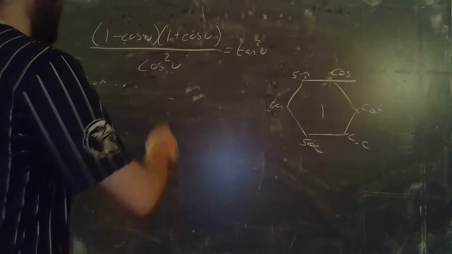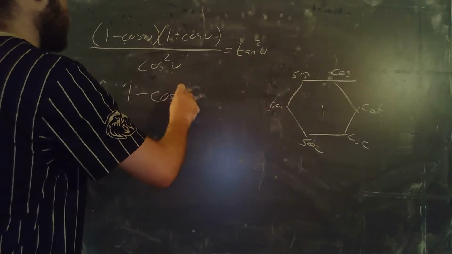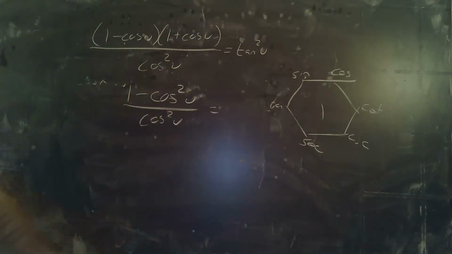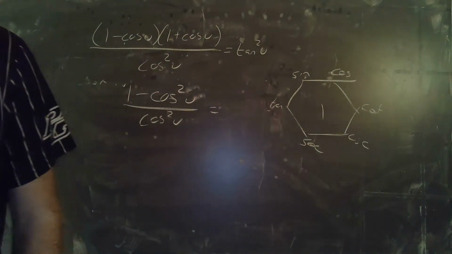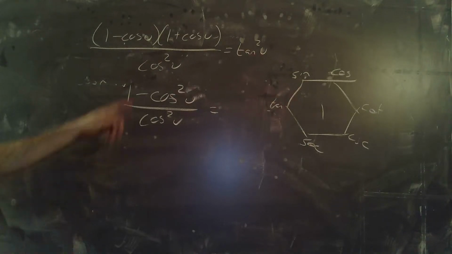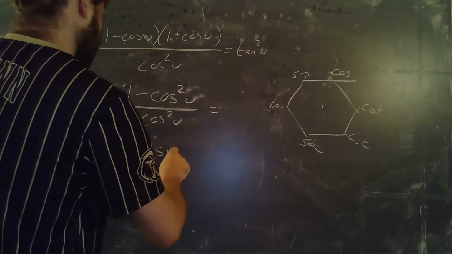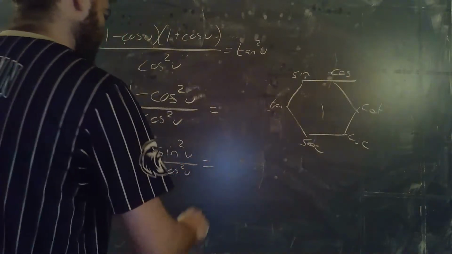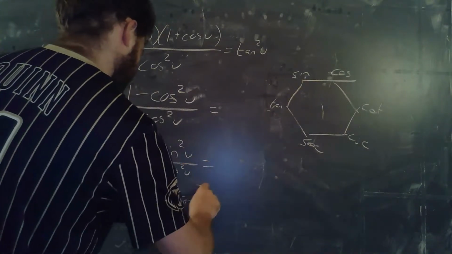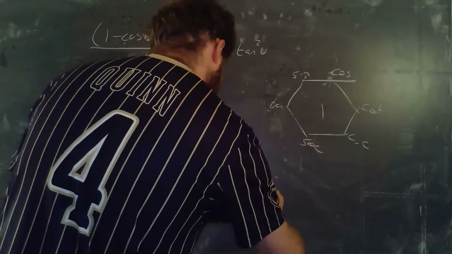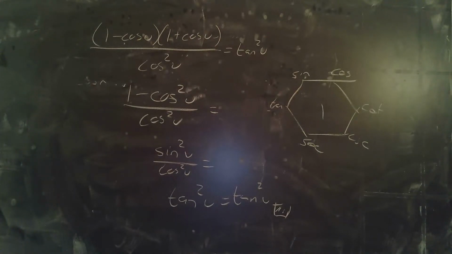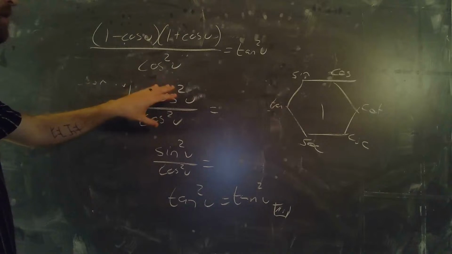So if I FOIL this out, this is going to give me 1 minus cosine squared of u over cosine squared. But notice now, 1 minus cosine squared is a Pythagorean identity. So this we know is precisely sine squared of u over cosine squared of u. And that is tangent squared of u, which is precisely what we were trying to show in the first place. So you say, okay, cool, that's done. Now, reasons: this was an algebra step, so it doesn't require a reason.